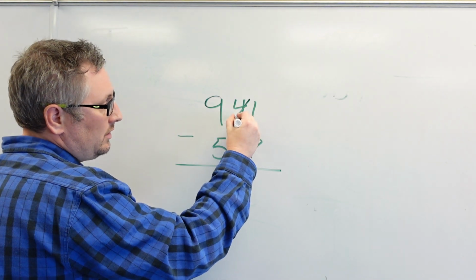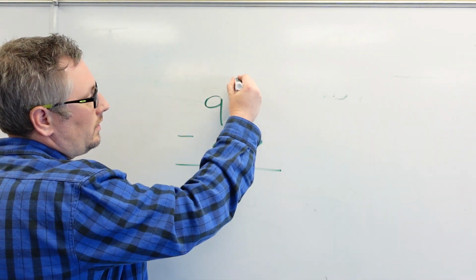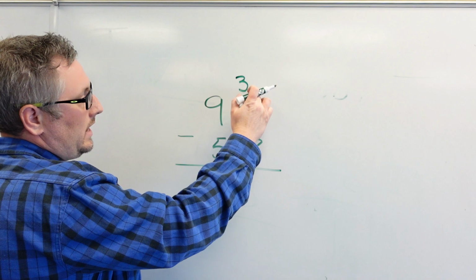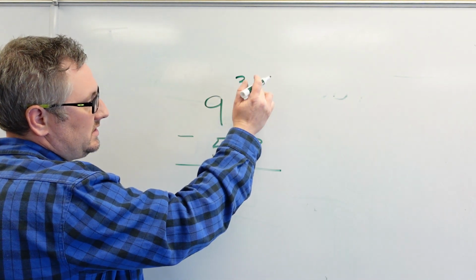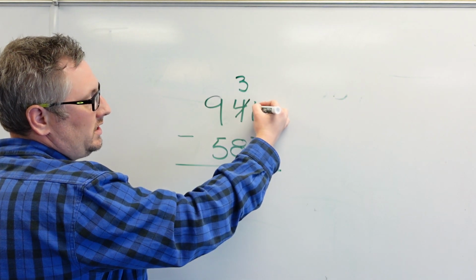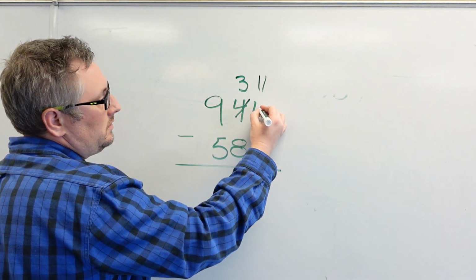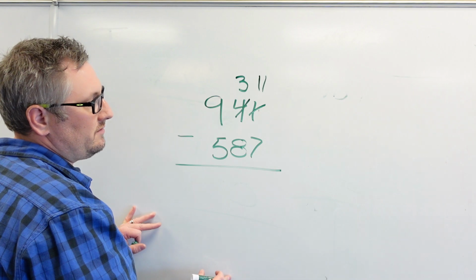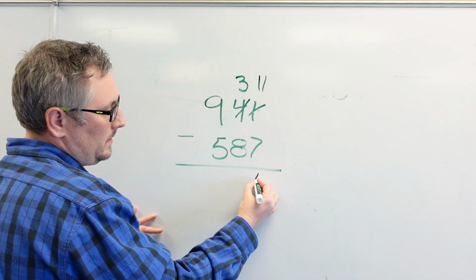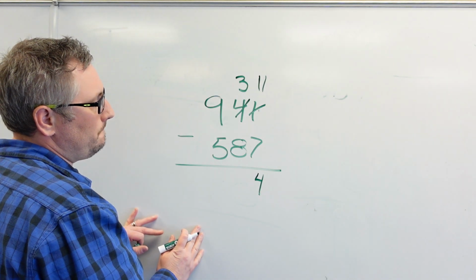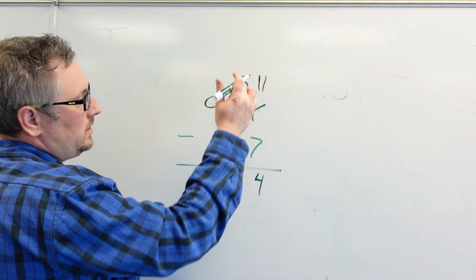I'm going to cross out that 4. Now I'm borrowing 1 ten from 4 tens. I have 3 tens left, and 10 plus 1 is 11. I cross that out just so I know that I've changed it. 11 minus 7 equals 4.